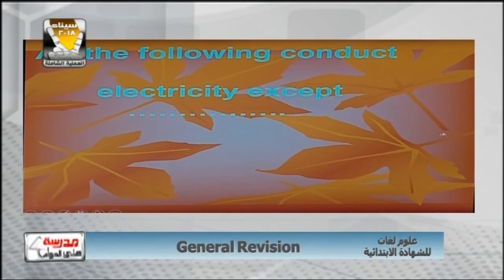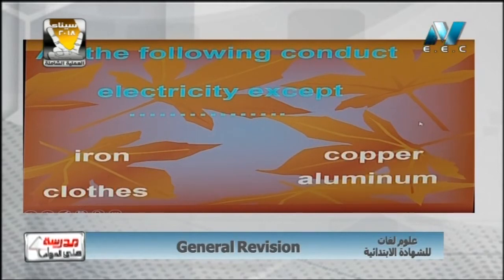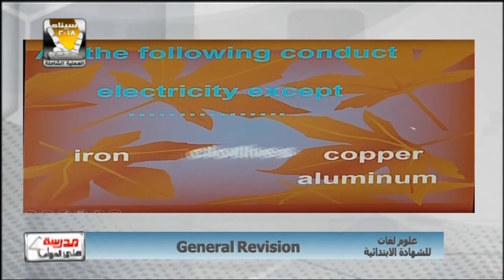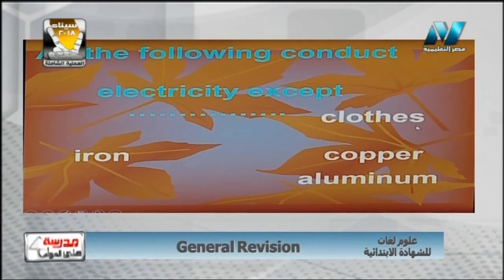Next one, all the following conduct electricity, as a good conductor of electricity, except: we have iron, we have copper, we have clothes, we have aluminium. How can we choose except? Because they are good conductors except what? Except clothes. الهدوم is a bad conductor or insulator, so we wear clothes in winter and in summer because it is a bad conductor of electricity or heat, والحرارة في نفس الوقت.